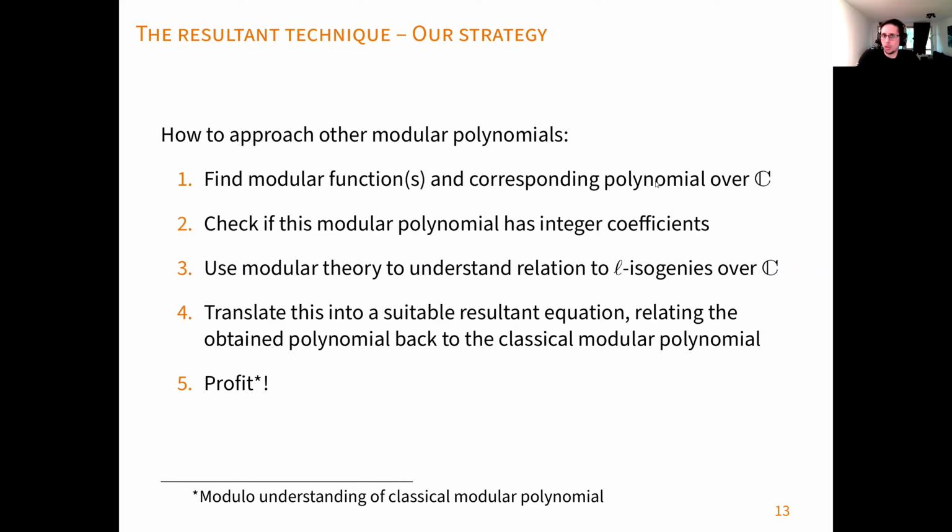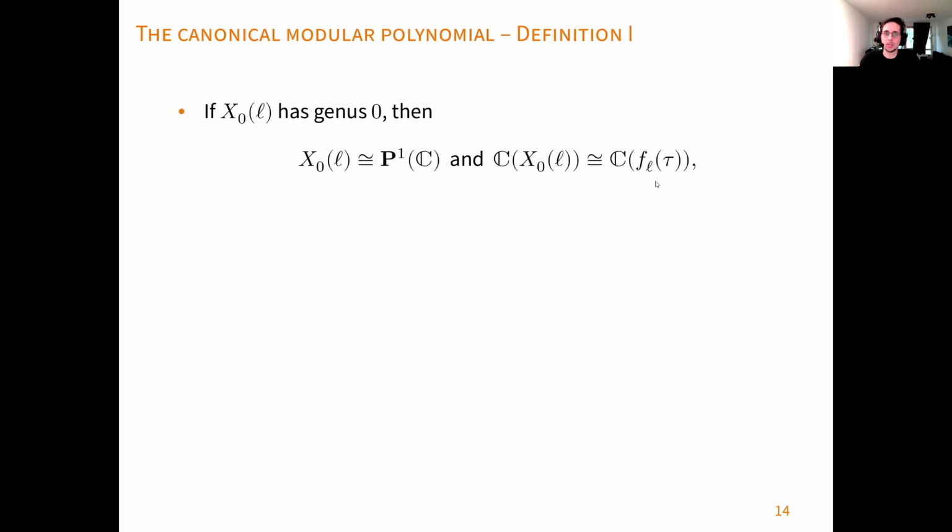So again, this was still a bit abstract, but I wanted to give you an idea of what our strategy will be. And now we will see the strategy applied to 3 examples. So the first example is the canonical modular polynomial. For this, we look at the case where the curve X_0(l) has genus 0, which means, similar to the X_1 setting, it's just a projective line, and its function field is generated by one single generator.